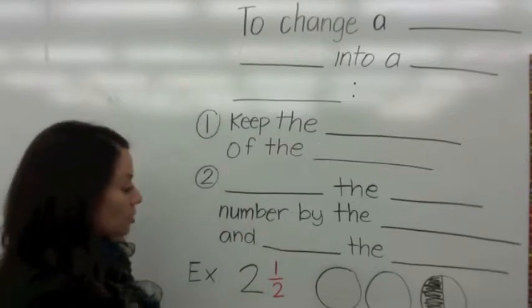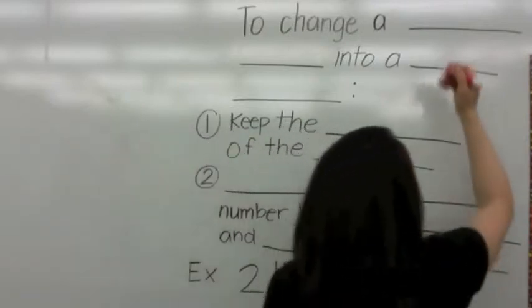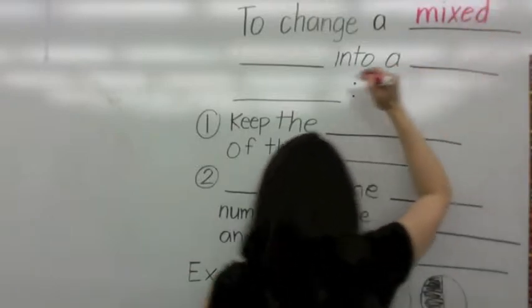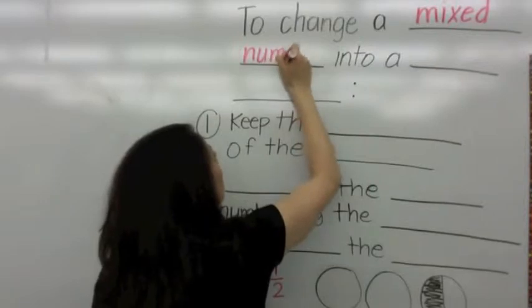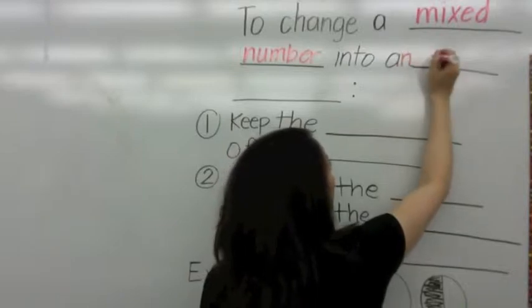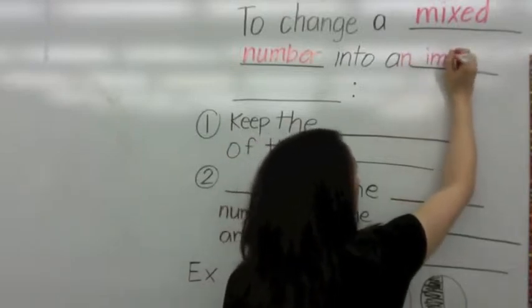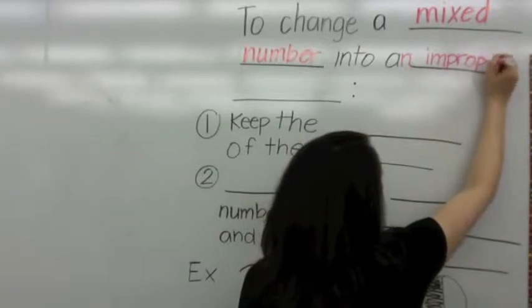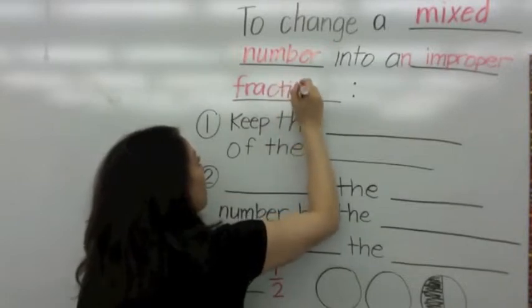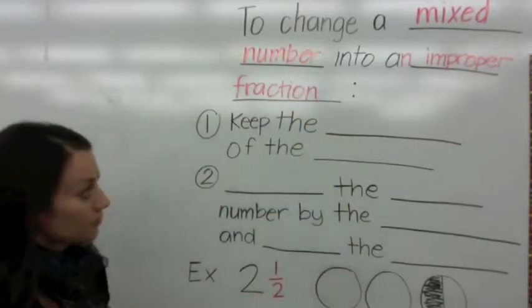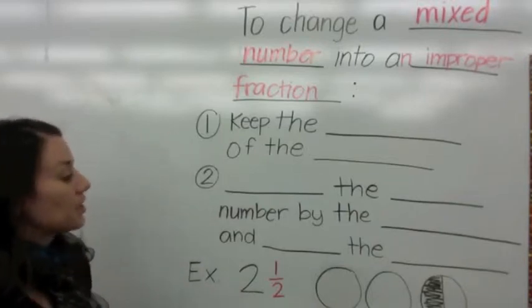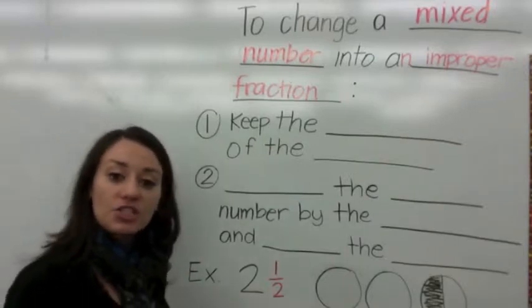So, to change a mixed number into an improper fraction, okay? You have to do two things, okay? So, we're taking a look at this mixed number. It's 2 and 1/2. We're changing this back into a fraction.